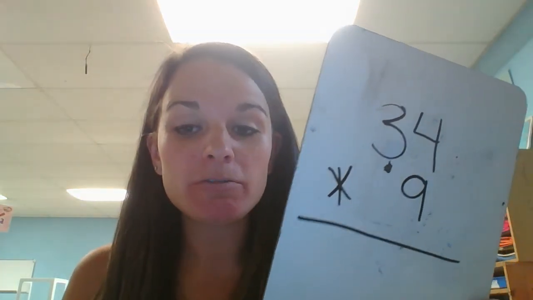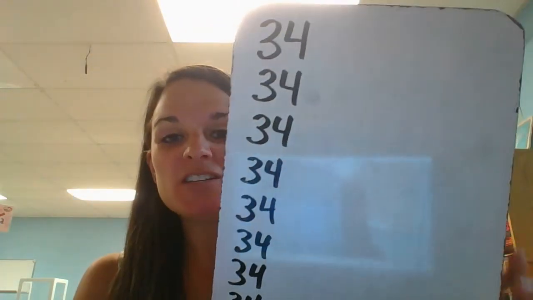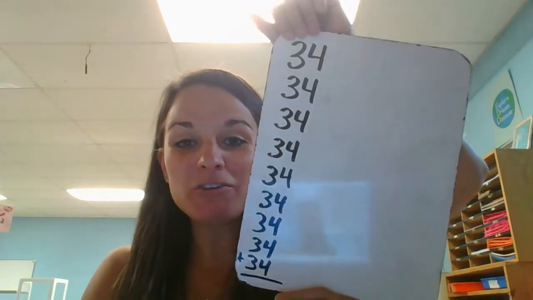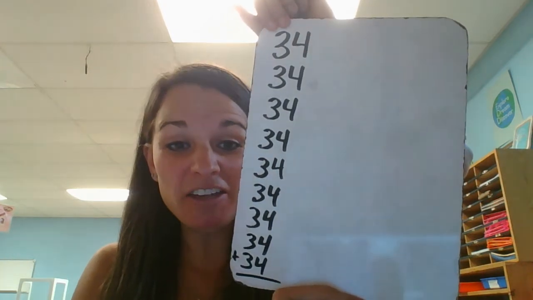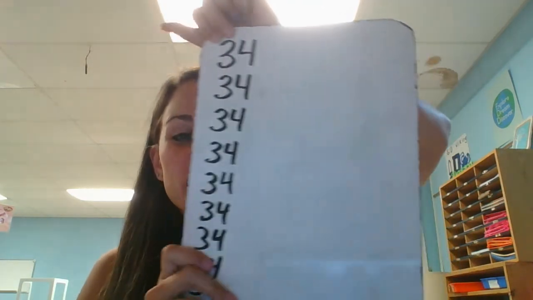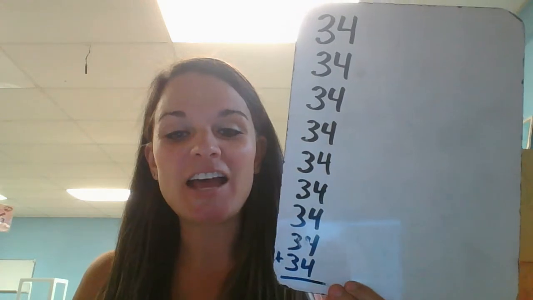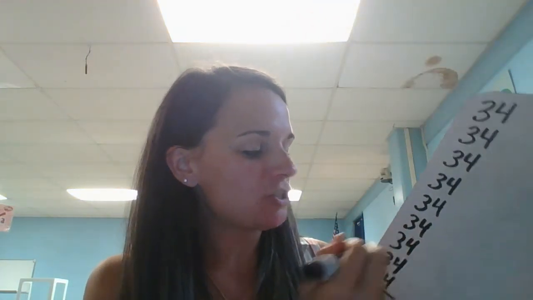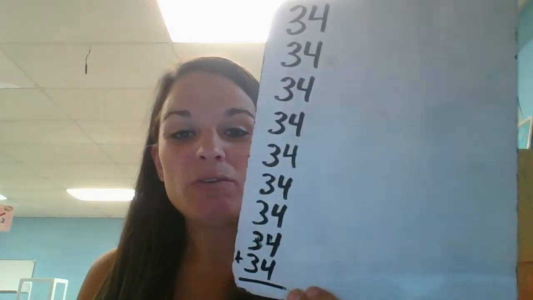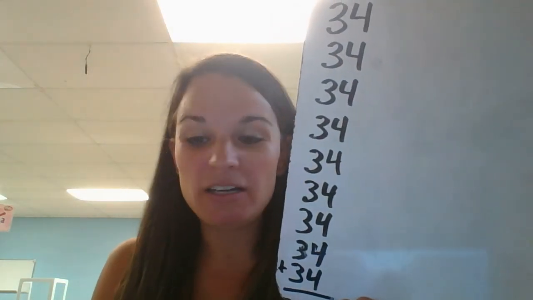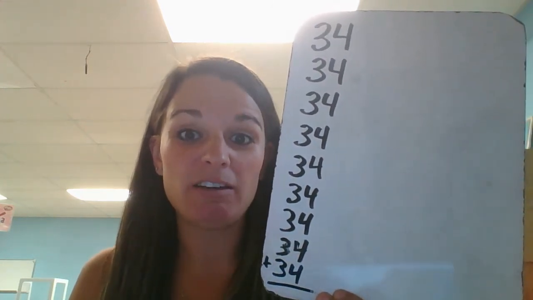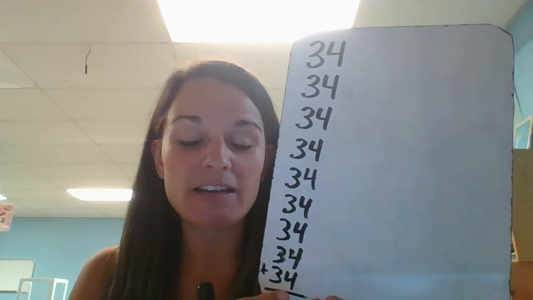All right, if you are still working, keep working. What I want to show you is this board. This is 34 times 9 using repeated addition. Those of you that think multiplication is scary, I think this is scary. This is 34 added to itself 9 times. That's crazy. The reason we are using multiplication now is that when we use repeated addition, there is a chance we're going to get our answer wrong. We're going to make a mistake because that's a lot of numbers to add together.